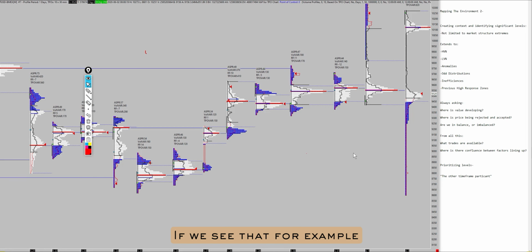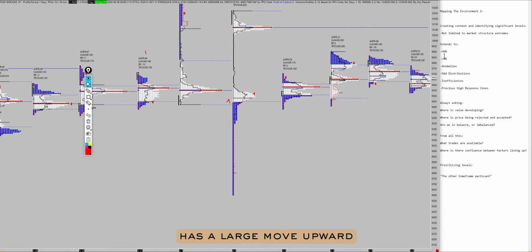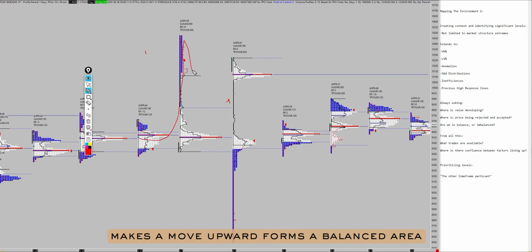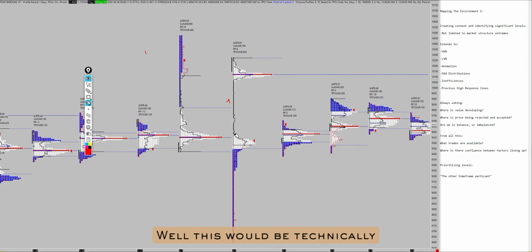Okay. If we see that, for example, the market in this case has a large move upward like this, is rejected, or rather this came from this way, makes a move upward, forms a balance area, is rejected and leaves this double distribution, well, this would be technically the first level you're looking for, right? You're looking for acceptance back into the single prints. Once you gain acceptance back into the single prints, so let's just use this as an example because you're mapping your environment. So we have a naked point of control over here. We know that this is an important level because this is where our single prints begins. So if the market comes back into this level, you're looking for this level to act as resistance.